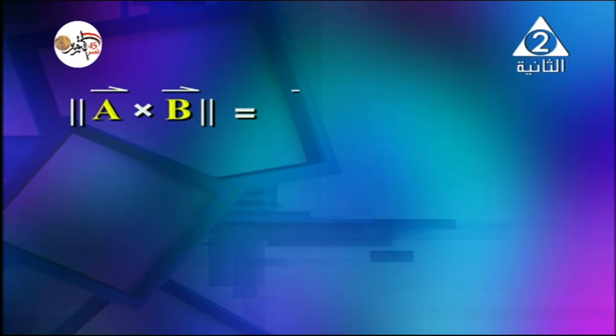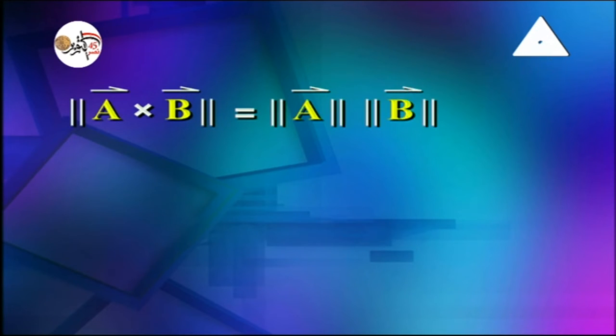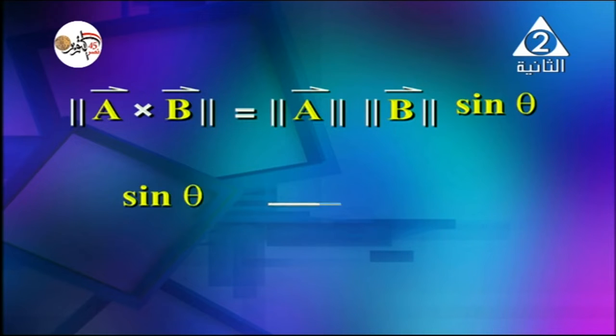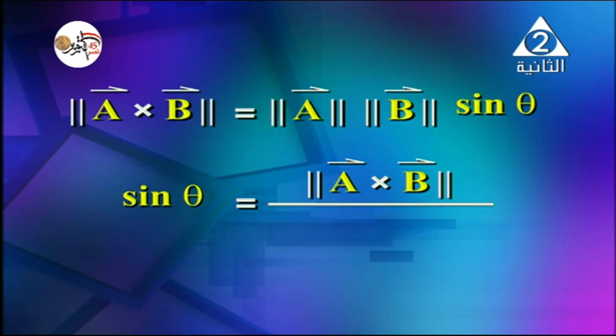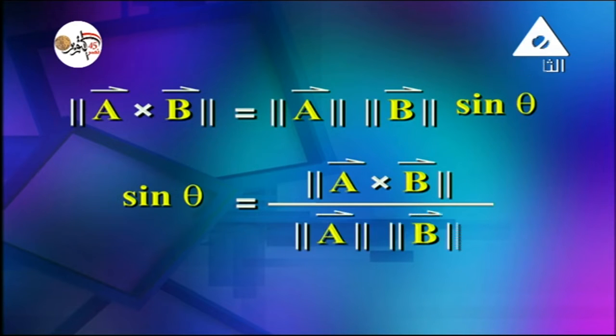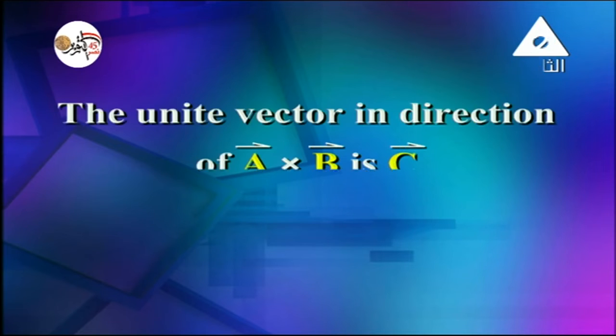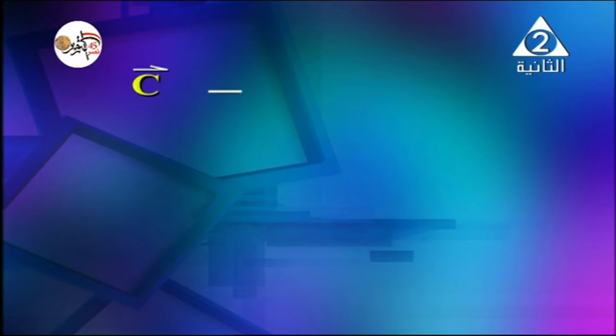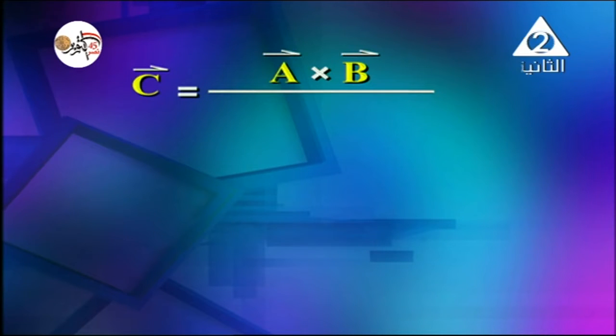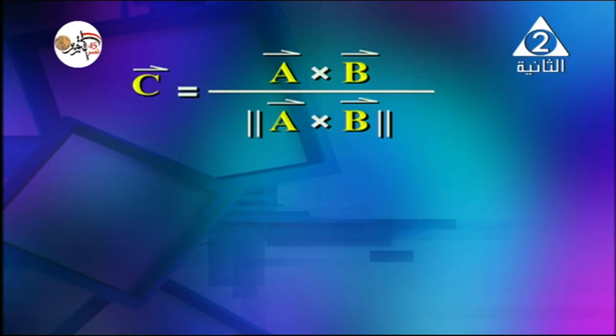Norm of A cross B equals norm A, norm B, sine of the angle between them, sine theta. Sine theta equals what? Norm of A cross B over norm A, norm B. The unit vector in the direction of A cross B is C vector. C vector is A vector cross B vector over the norm of A vector cross B vector.